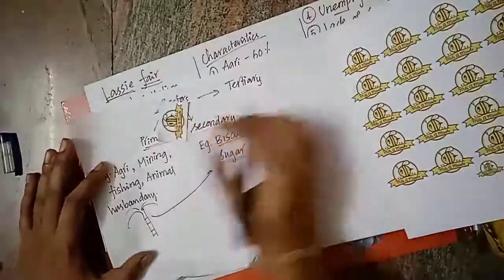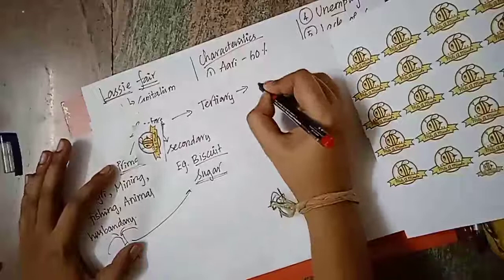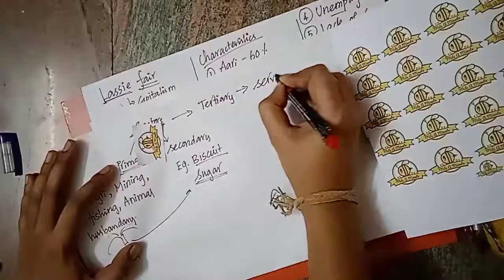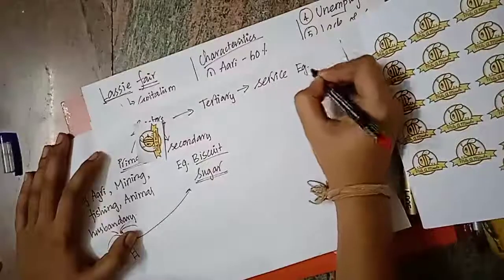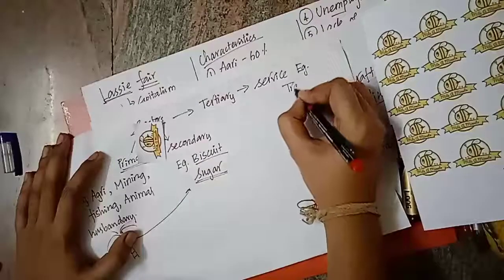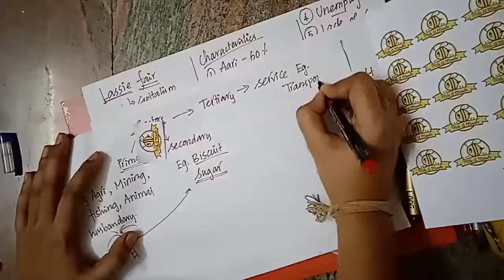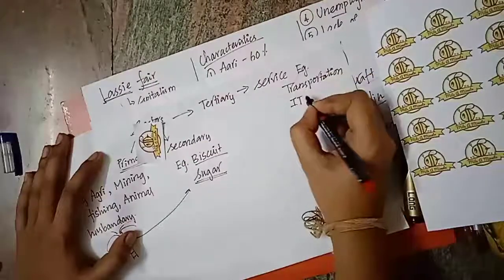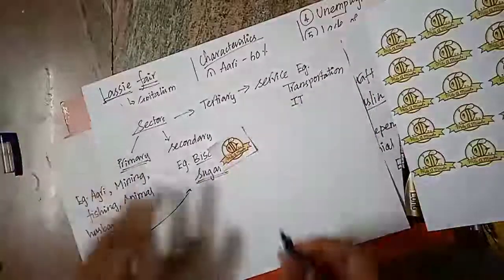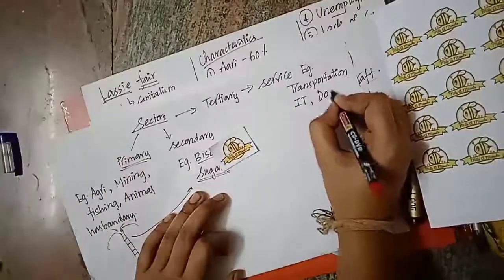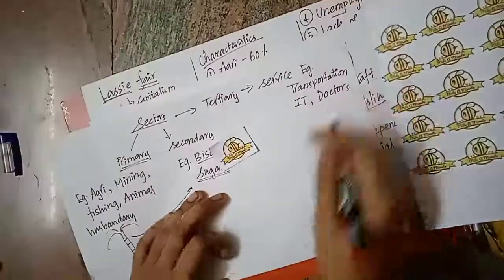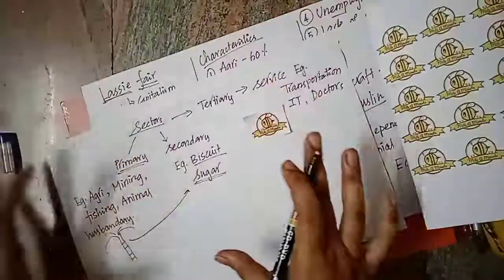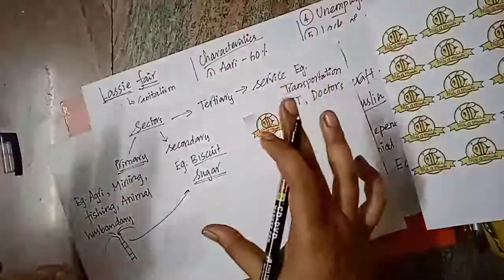And after the secondary sector, we have the tertiary sector. The tertiary sector is also called the service sector, in which it has services. For example, transportation is a service, tourism is a service, an IT company is a service, doctors are services. So certain services are included in the tertiary sector. These three are the major divisions of the sectors of the Indian economy.